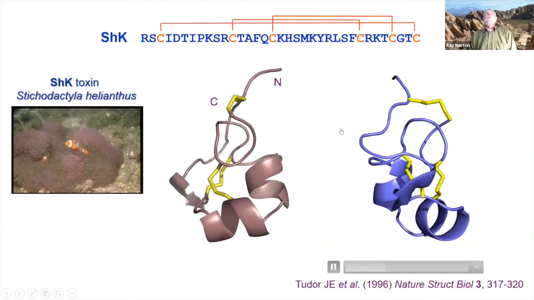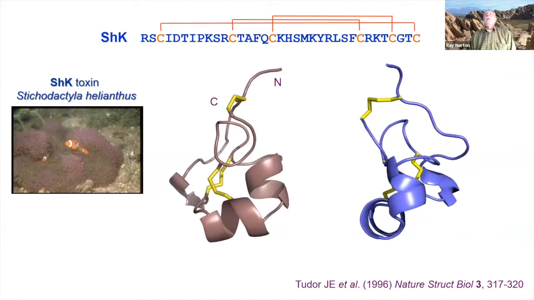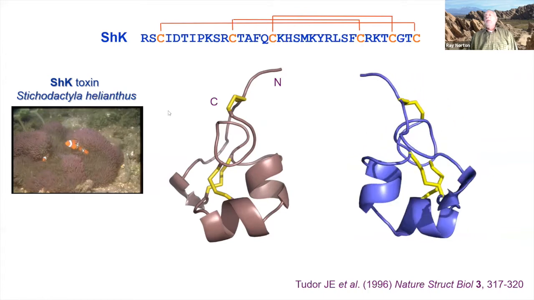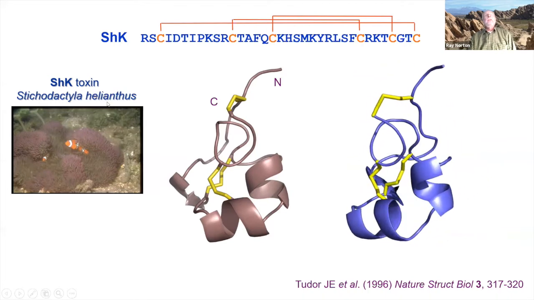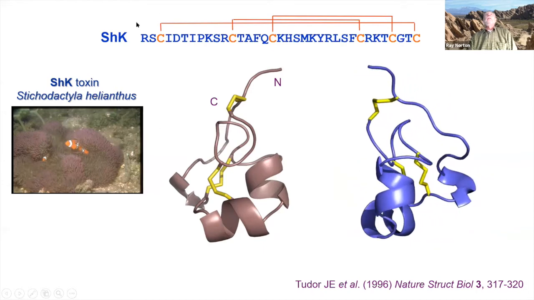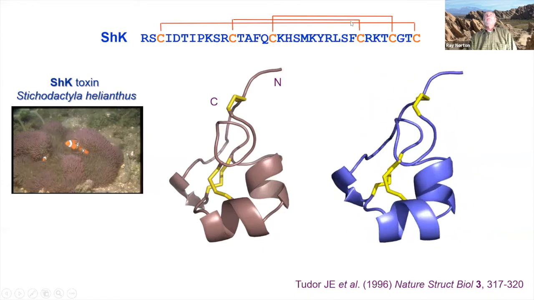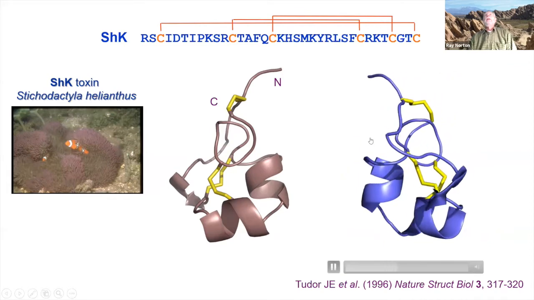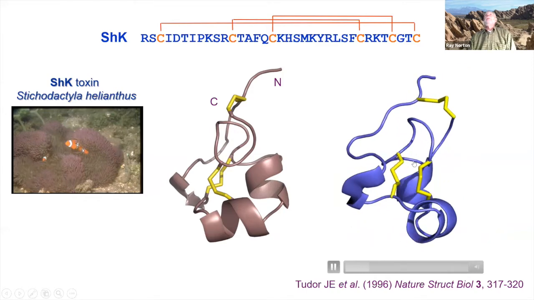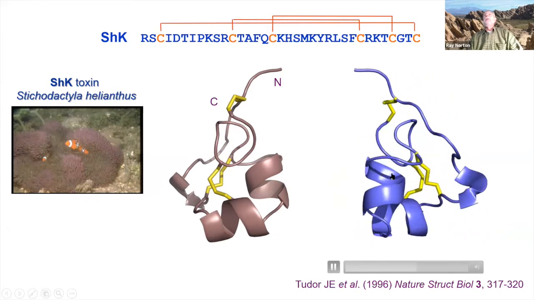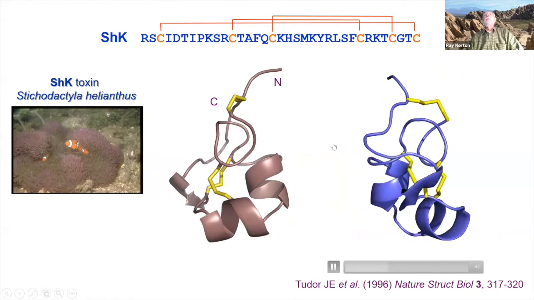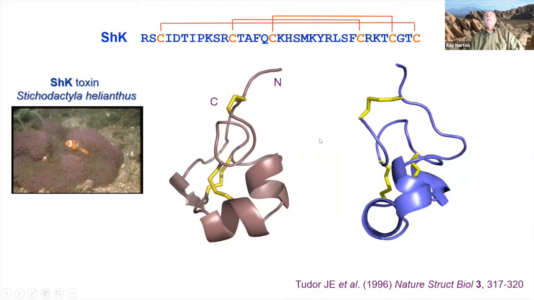So where this story started for us was some time ago when we solved the structure of SHK. SHK toxin comes from the sea anemone Stichodactyla helianthus, found in the Caribbean. It's a 35 residue peptide cross-linked by 3 disulfide bonds. And when we first solved its structure, it was at the time novel, being based pretty much entirely on helical secondary structure with no beta sheet, which is a common feature of most peptide toxins.